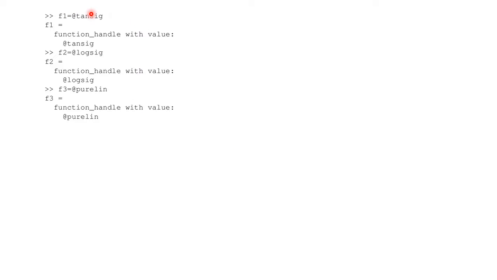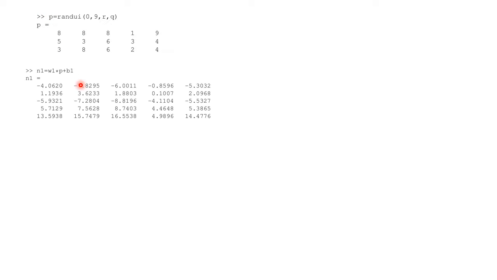Let's sort out the transfer functions. The tansig function is in all the neurons in layer 1, logsig in all the neurons in layer 2, and purelin in the neuron in layer 3. There are our input patterns. I've just generated them using the function which generates integers between 0 and 9, and they are R by Q, that's 3 by 5. So that's now a batch of input patterns. Each column is an input pattern.